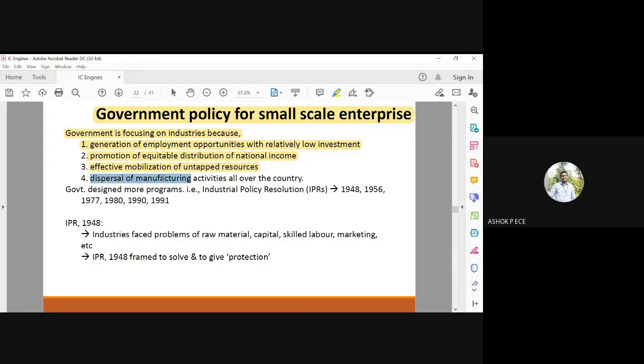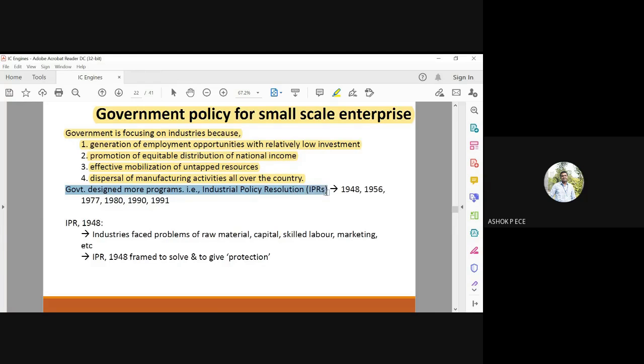Dispersal of manufacturing activities all over the country. And government has a policy that they will try to invest all over the country, not in a particular state or a region, because that becomes crowded. So when you want to have uniform development across all the states of the country, then government will be interested in dispersing all the activities all over the country, wherever you have the place and other facilities available to start your business. So the government has designed more programs.